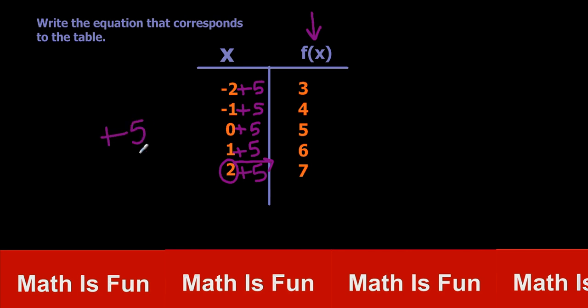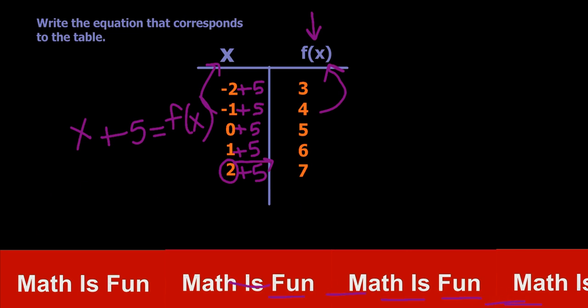What stays the same? My plus 5. These numbers are changing. They're my x inputs. And the value that I'm getting out is changing. In this case, we're going to call it fancy function notation, f of x. So for every x value that I put in, I'm getting my f of x value out. Fun, fun, fun, fun, math, fun, factory.